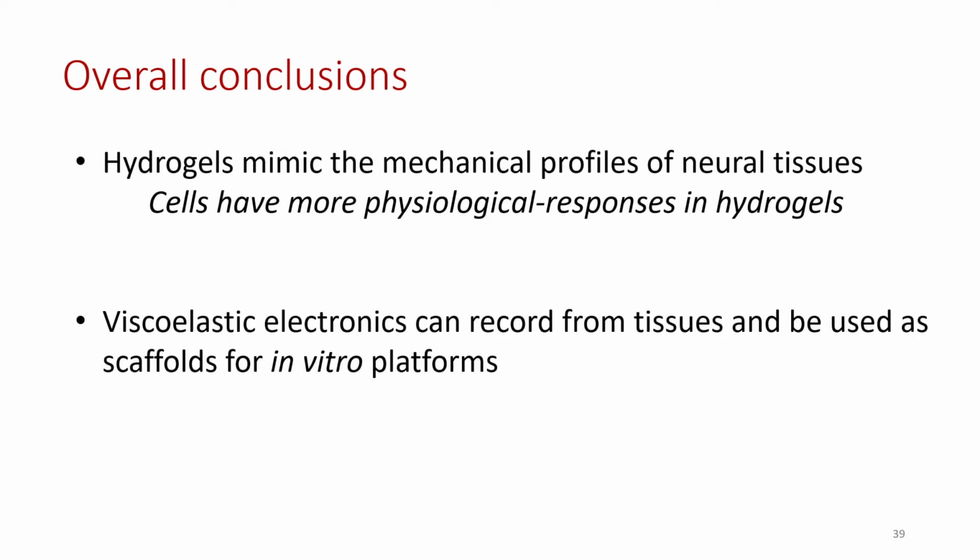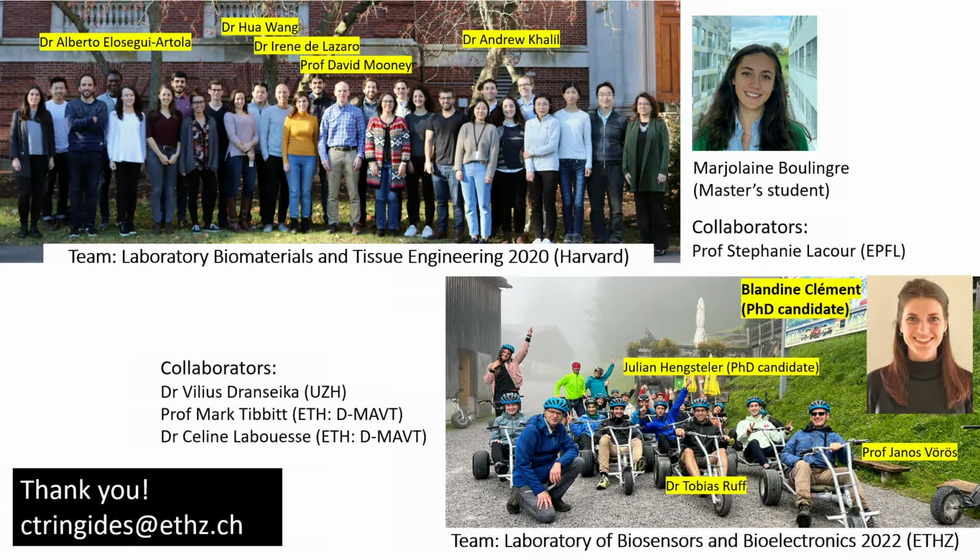So I just want to give a few broad conclusions. Hydrogels really mimic the mechanical properties of neural tissues, and they can enable cells to have more physiological responses. And then we can also create viscoelastic electronics that can be used as scaffolds for in vitro platforms and apply exogenous electrical stimulation throughout.